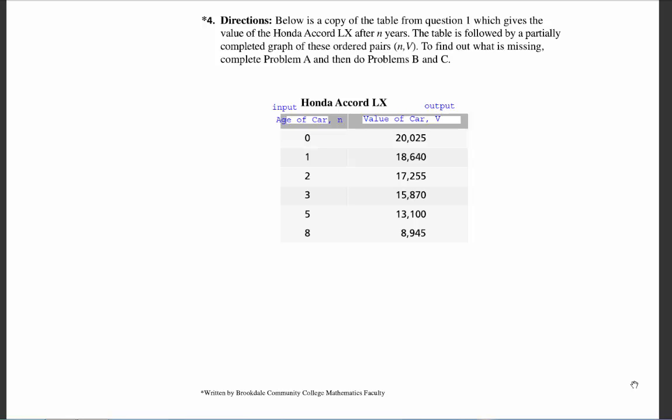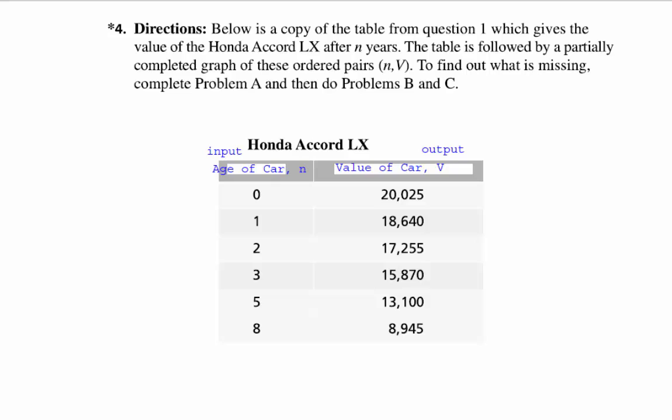So question number 4 in activity 1.3 displays a copy of the table from question 1, which gives the value of a Honda Accord after n number of years of ownership. We're going to use this table and the data to answer some questions.